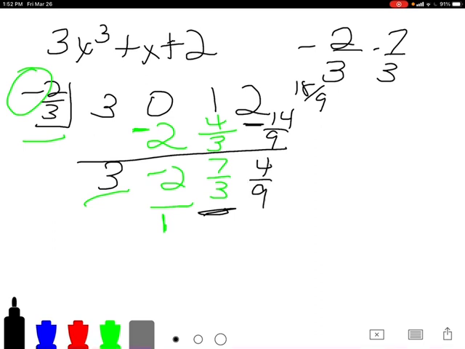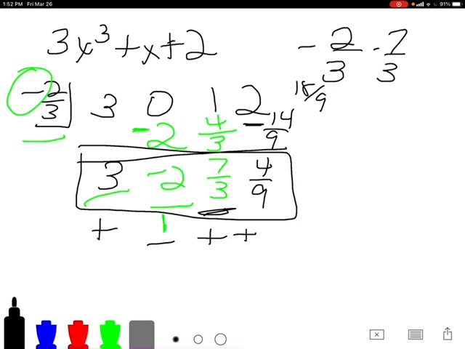Okay, so I'm looking at this bottom row right here. Notice it's positive, negative, positive, positive. That's not the lower bound. The negative 1 has to be it. You're going to keep going lower until you get the one with alternating signs. It's also not a 0, and that was what Nick's question was. So we've eliminated all our possible rational zeros.